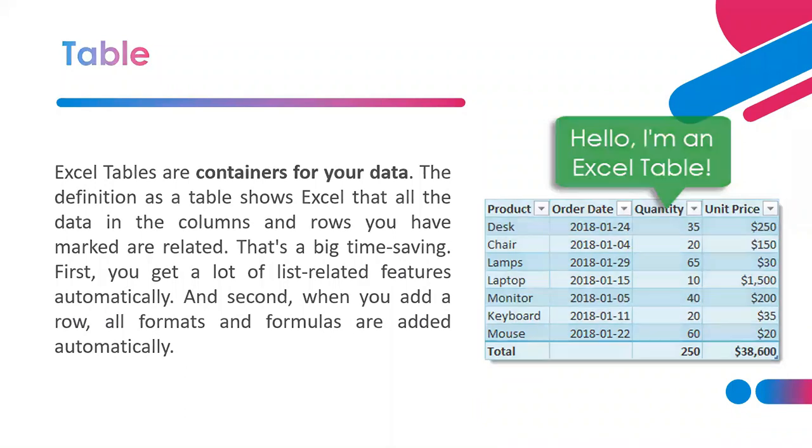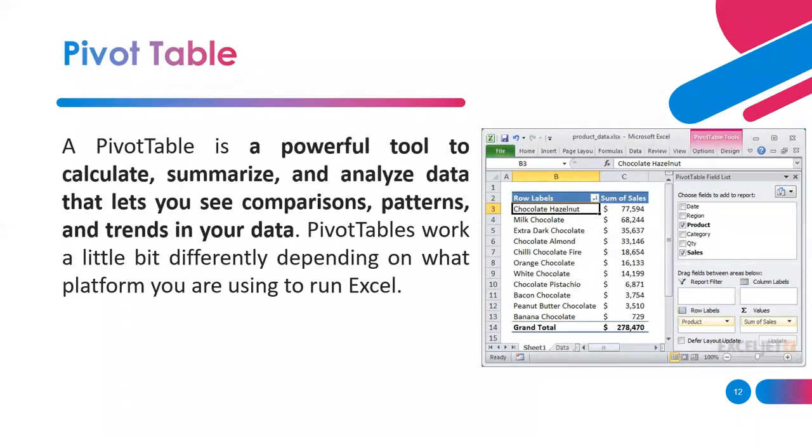After table, you hear something called pivot table. A pivot table is a powerful tool that you can use to calculate, summarize, and analyze data. It allows you to see comparisons, patterns, and trends in your data. If you are going deep into Excel, you get to pivot table. Pivot table works a little bit differently depending on what platform you are using to run Excel, but they are similar. It all depends on the type of Microsoft Office package you have.